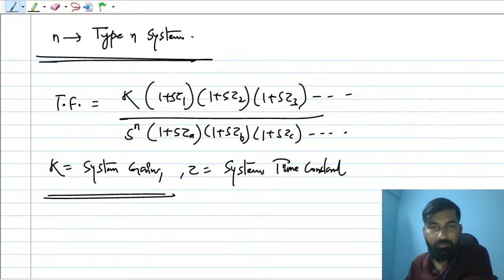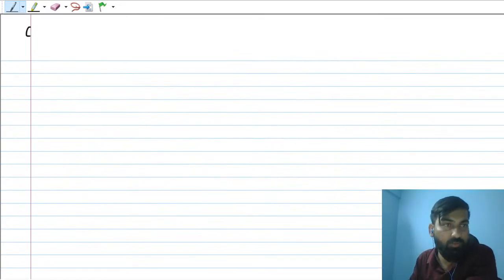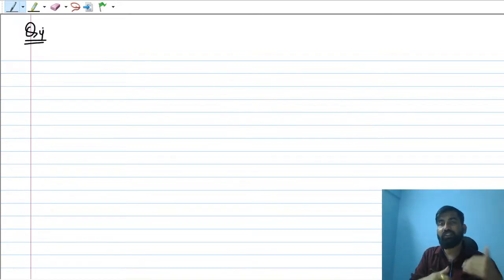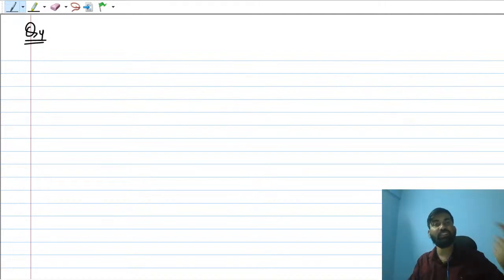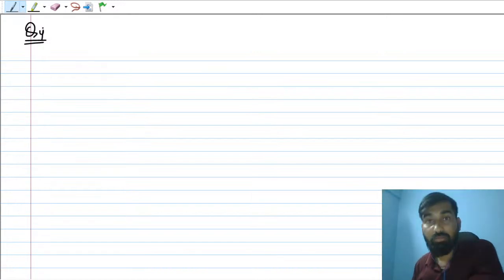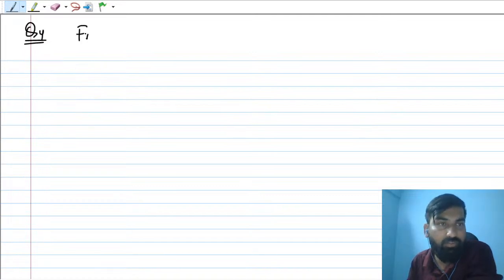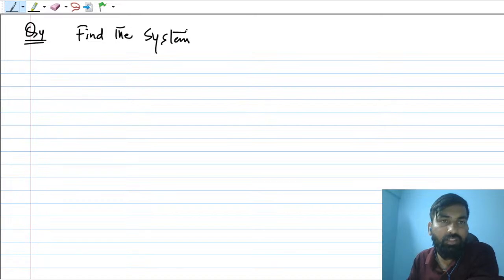Now we'll take one question so that you can get some practice. Question number 1, this kind of question will be asked. Don't think that whatever we are discussing seems very easy. Yes, it is simple, because in the GATE examination sometimes questions are straightforward as well, but you have to get the marks and the rank. The question here is: find the system gain.